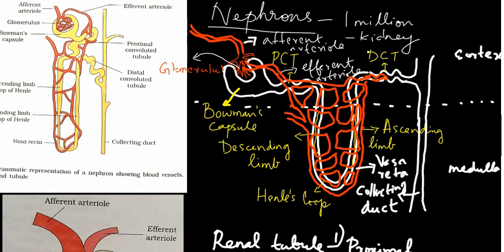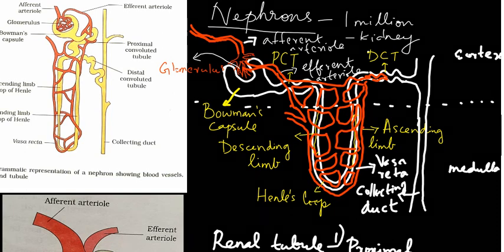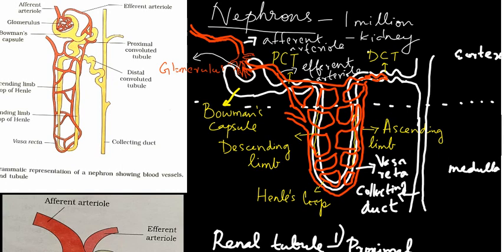So this is how the nephrons are. Nephrons are made up of two units. One is the blood capillaries, and then comes the kidney tubule. So it is through these nephrons that the waste is removed from the blood and urine will be formed finally.